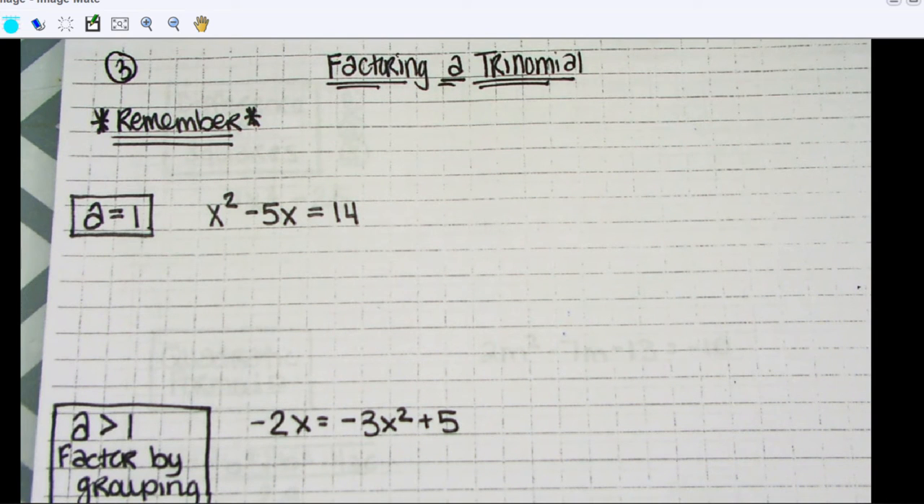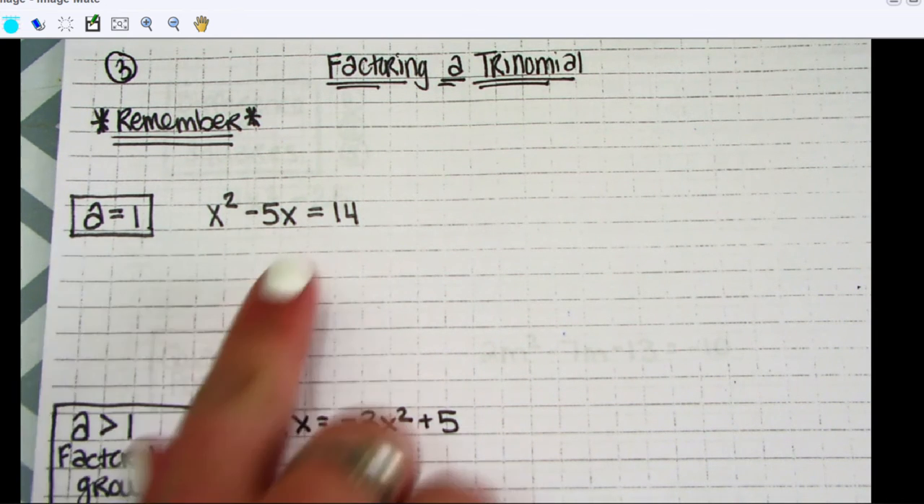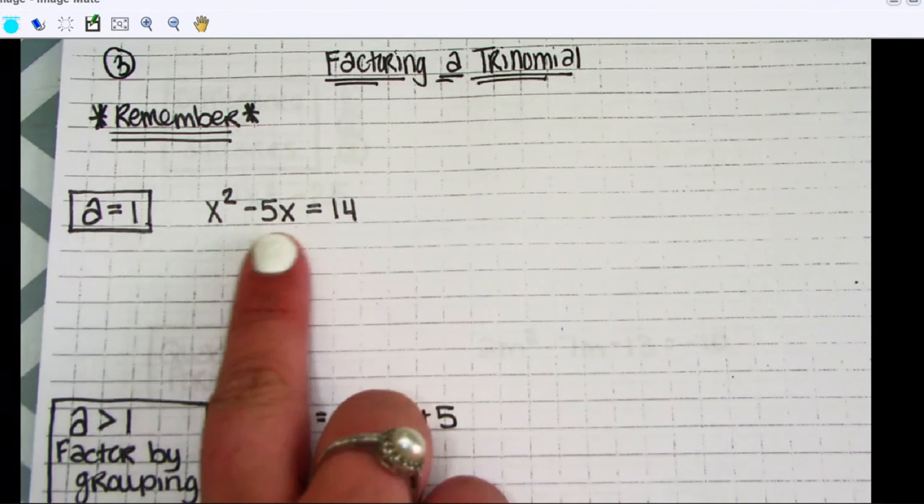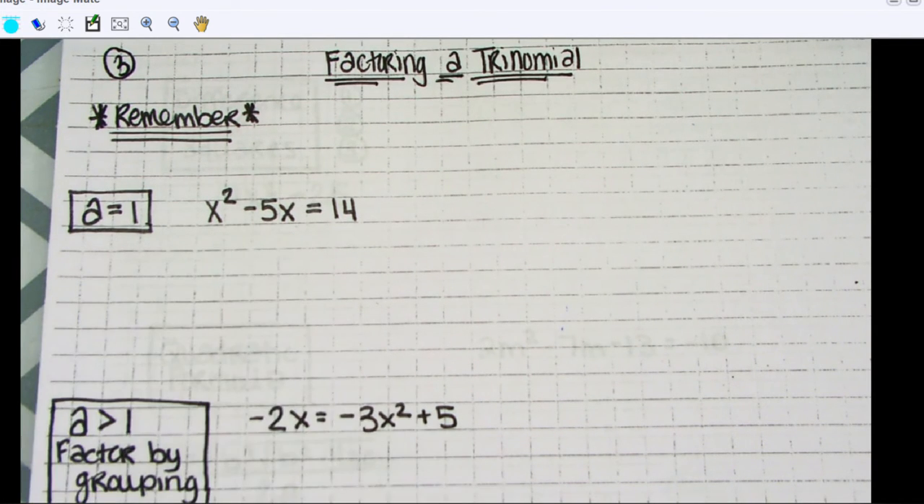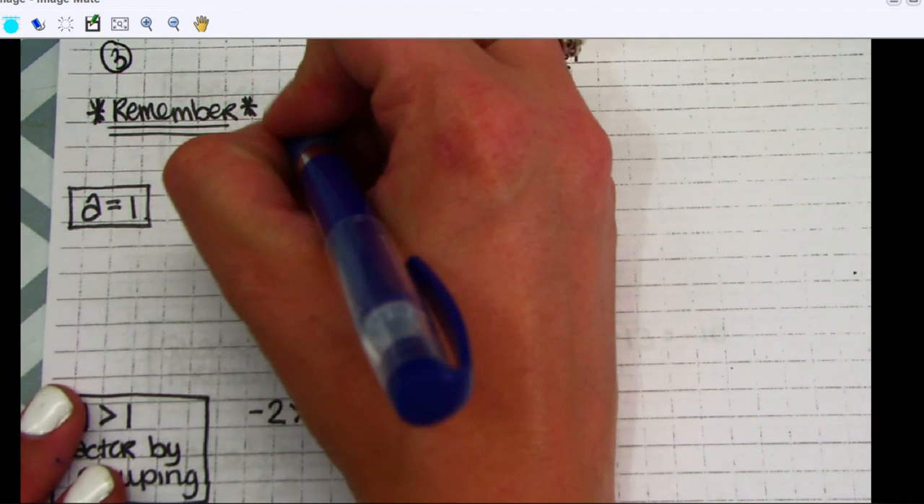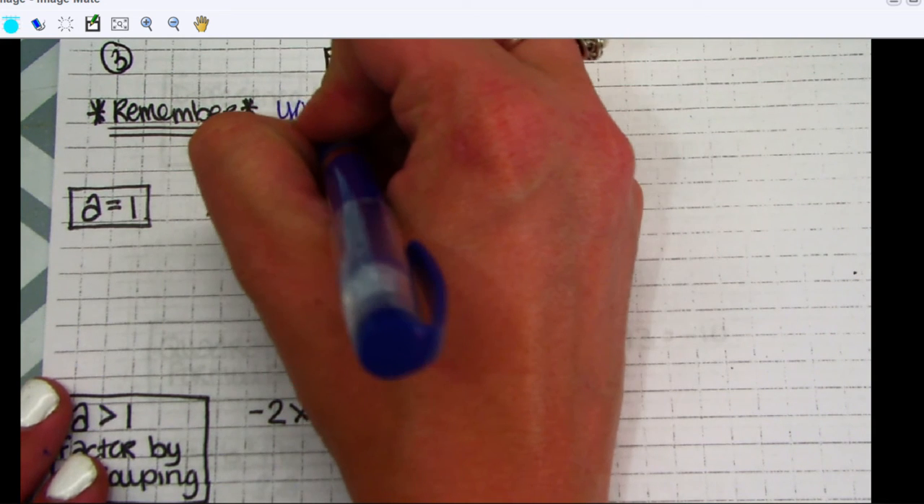Okay, pull a GCF out. What about this equation? I cannot start factoring. It's got to equal 0. Everything has to be on one side of the equation. So the first thing we have to remember is your equation has to equal 0.